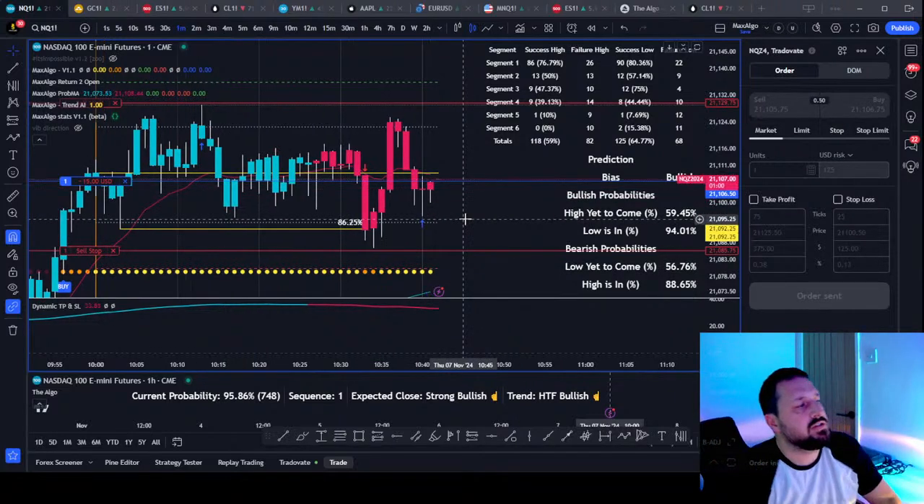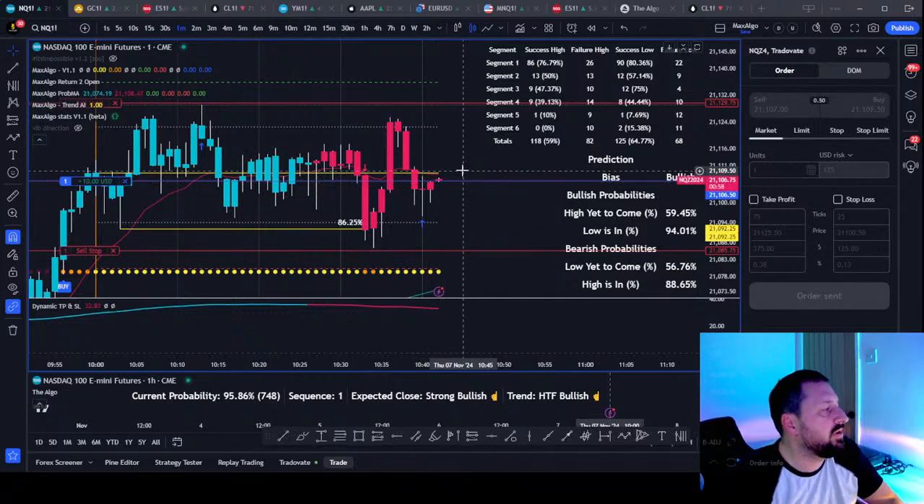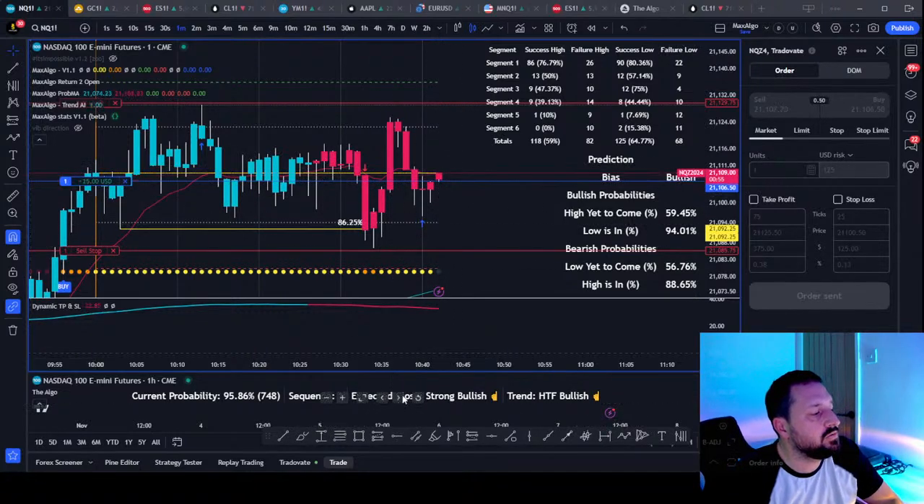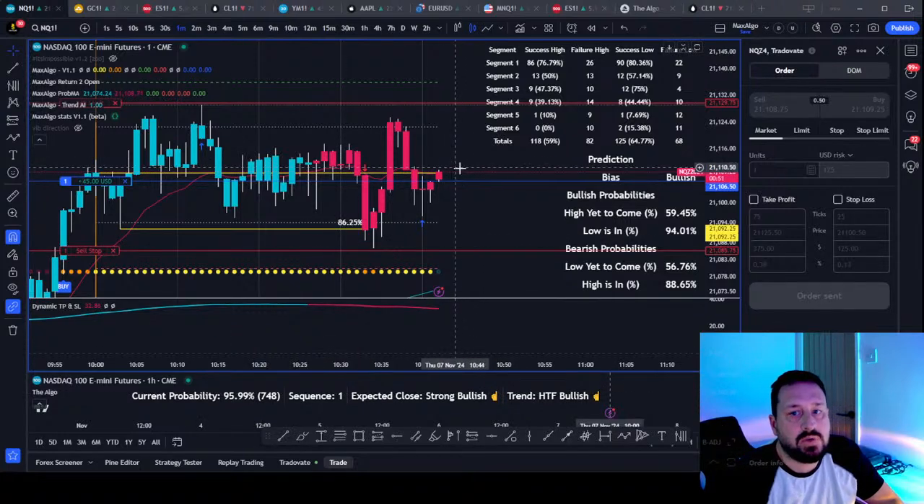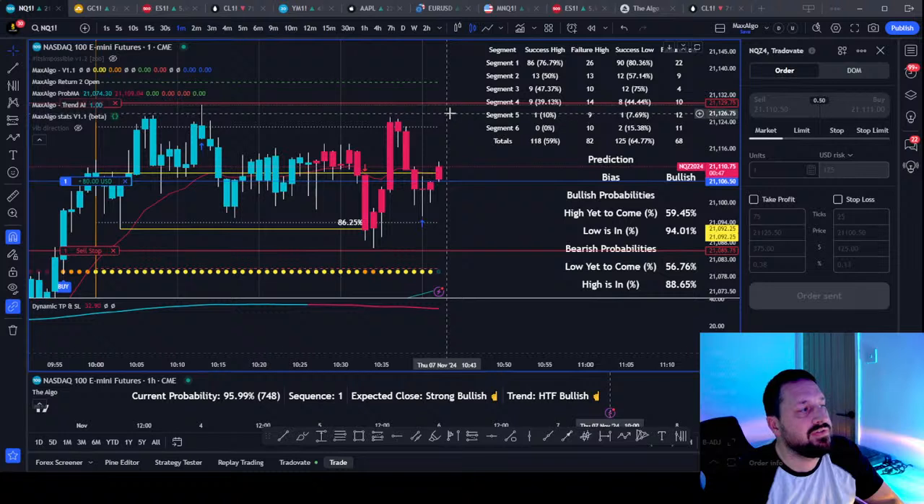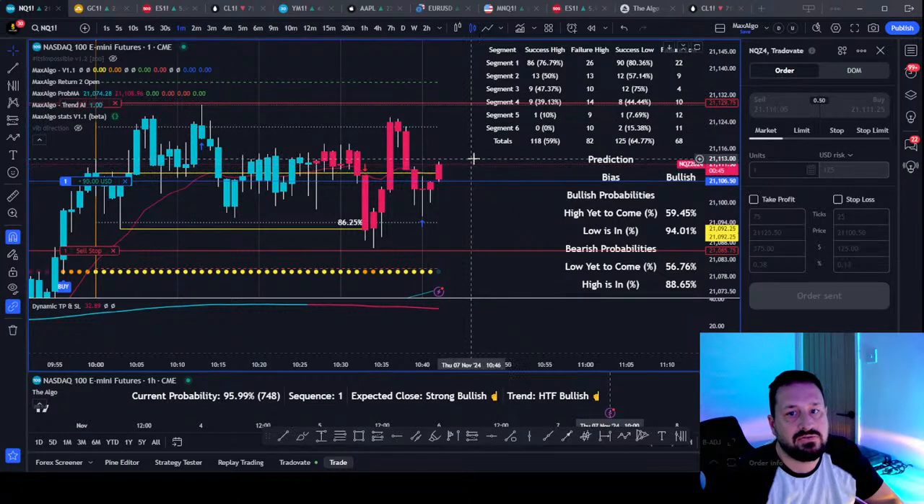So one of the reasons for taking the entry here is obviously our open is here. So if we are going to close bullish, which is 95%, where we're currently flipping between, then we'll be above that line. So even if it doesn't hit my target, I've got a chance of getting out break even.